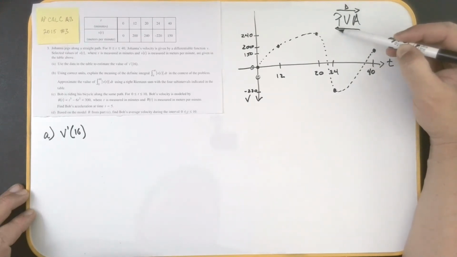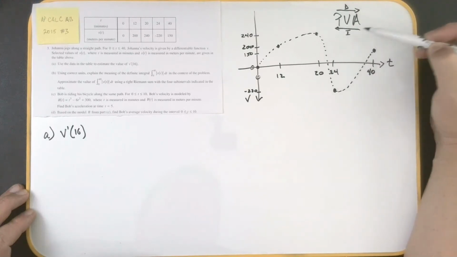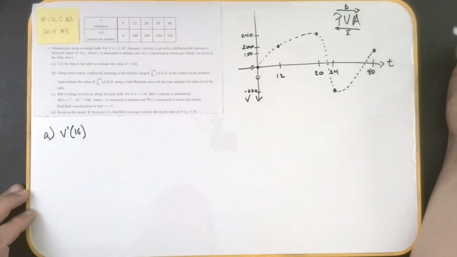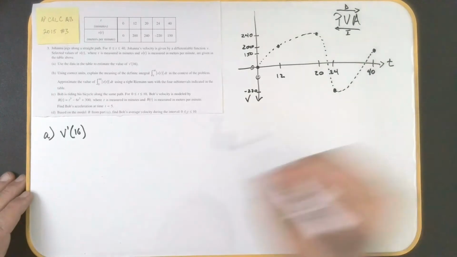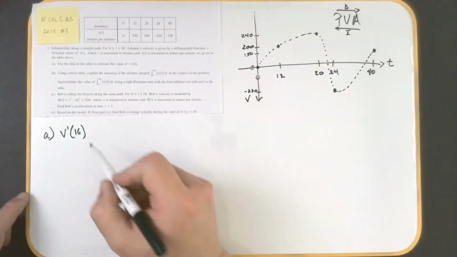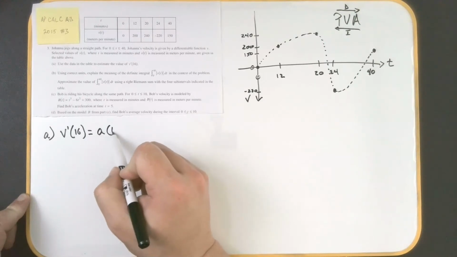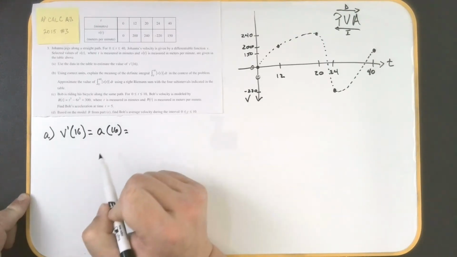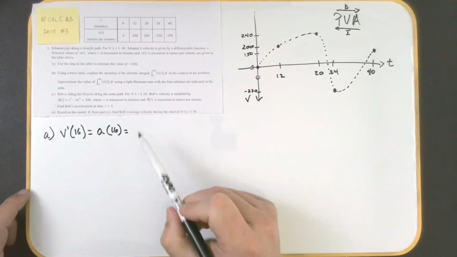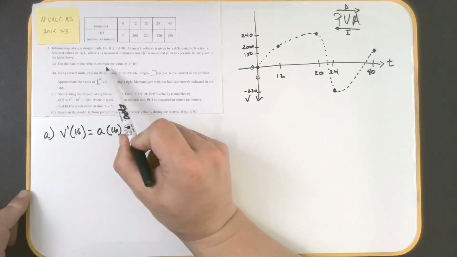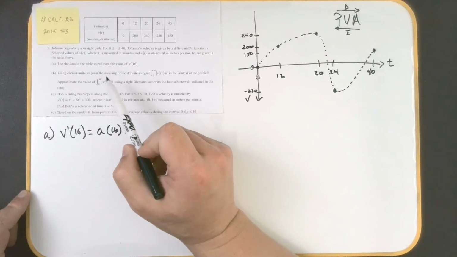When you head from acceleration to position, you're going to be integrating. Very useful little tool to remember. So they want v prime of 16. Well, v prime of 16 is another way of saying they want the acceleration at 16. It's the same question. The reason it says to estimate it is really important: you don't have the function.